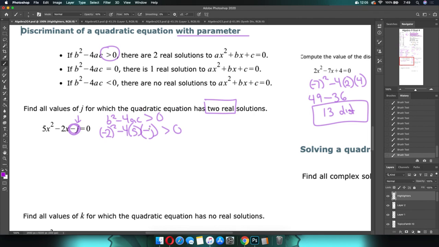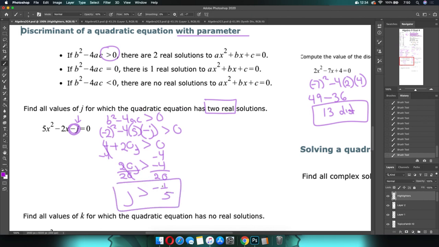All right, so negative 2 squared is 4. Double negative is a positive. 4 times 5 is 20j greater than 0. Minus 4. Again, we're solving for j because j needs to be isolated. So let's see here. That will be 20j greater than negative 4. Divide by 20. Divide by 20. And if you're a fraction whiz like Ms. Dubois, you know that that's negative 1/5. Done.